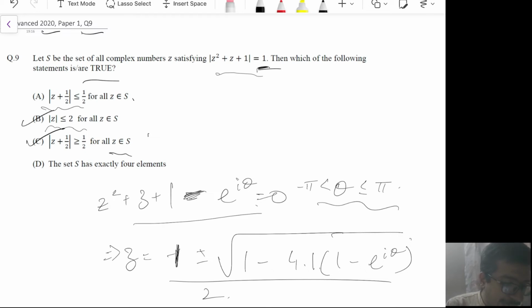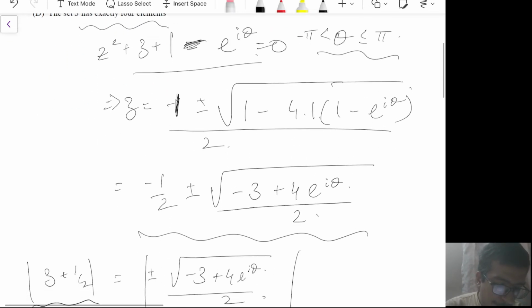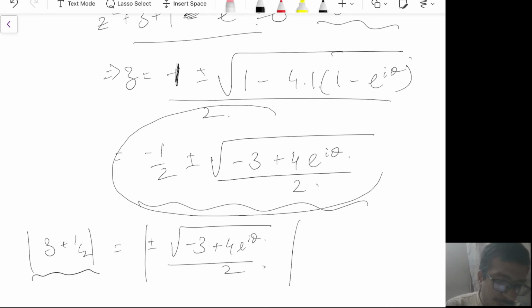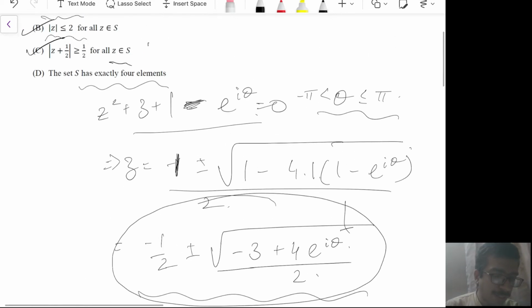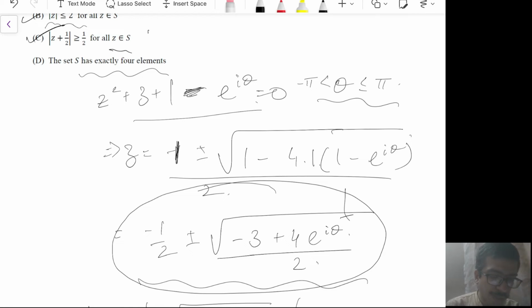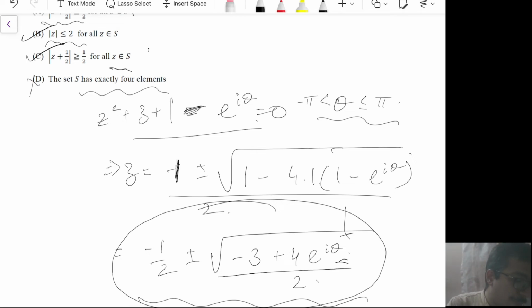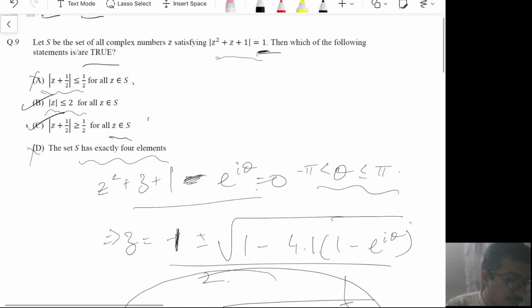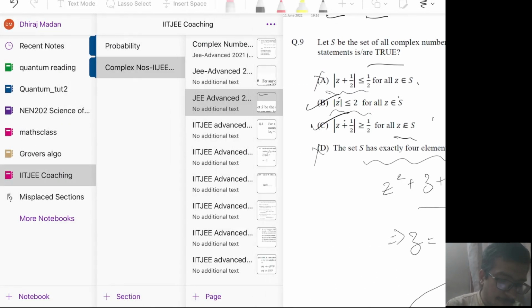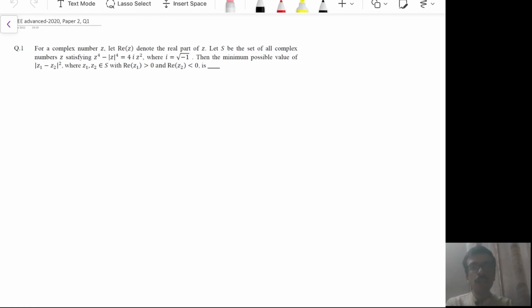Now it says that the set S has exactly 4 elements, right? But as we see, we have computed an expression for this set, and for every theta I'm going to get a new value. So definitely it has an infinite number of elements. For every theta I'm going to get a new element. And so this definitely has more than 4 elements. So this D is wrong and this A is also wrong. So here we have B and C. This is a multi-correct question. We have 2 correct answers, B and C. So convince yourself, do those arguments yourself and you will be able to figure out the 2 correct options.